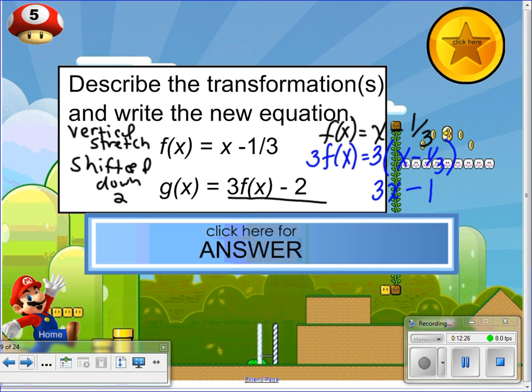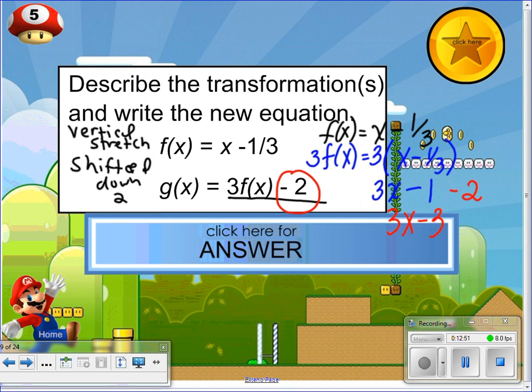Now don't forget that we have this minus 2 kind of off to the side, out in the open here. So we're just going to take minus 2 and we're going to subtract it at the end. We multiplied the entire function by 3, but then we also need to subtract it by 2. So once we have this part, we're going to subtract by 2, and what we'll end up with is 3x minus 3 is our last function.